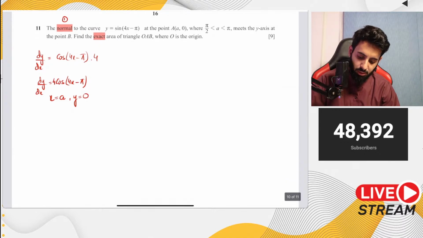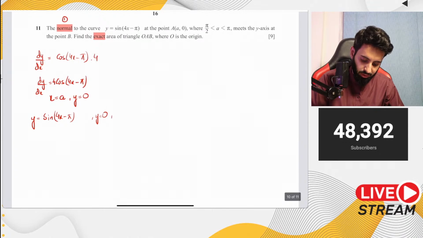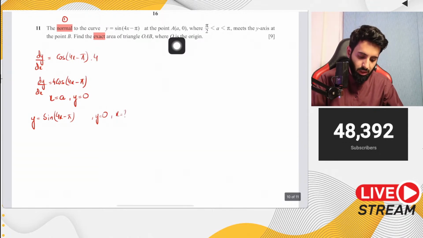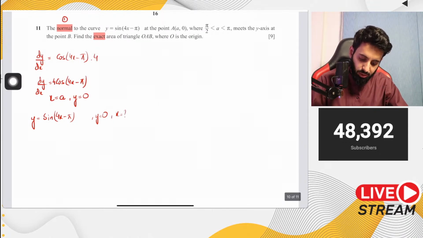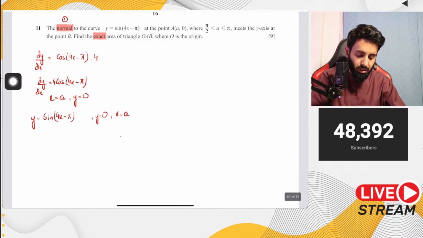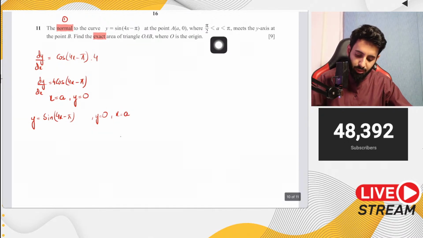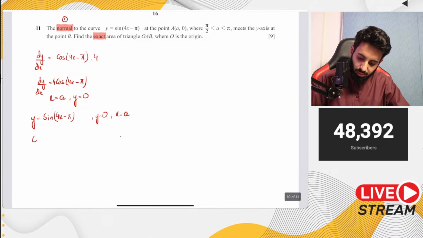Which means now we need to go back to the equation of the curve, which is y equals to sine 4x minus pi, and in it we need to plug in y as 0 and then find out the value of x. And when finding out the value of x, which is basically a, do keep in mind that a has to be the value that's in between pi upon 2 and pi. Okay, so you plug in 0 in place of y. So 0 is equals to sine 4x minus pi.